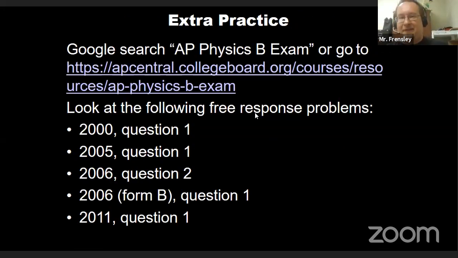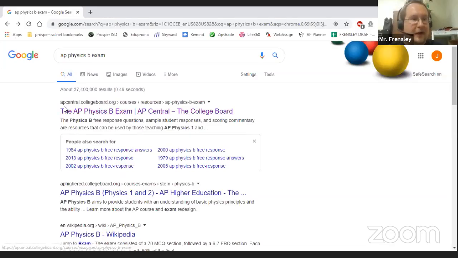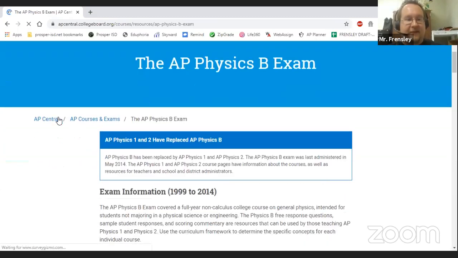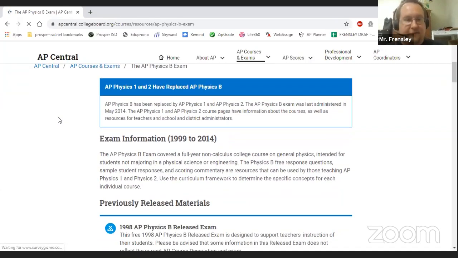There's an old AP exam that is now defunct called AP Physics B, where there's some good practice for this on their free responses. So what I'm going to do is share a different screen now, with your permission. And the screen I'm going to share looks like this. This is my browser window right here. I look up AP Physics B exam, and the first link should be this old AP Physics B exam that tells you that it's been replaced by Physics 1 and Physics 2.